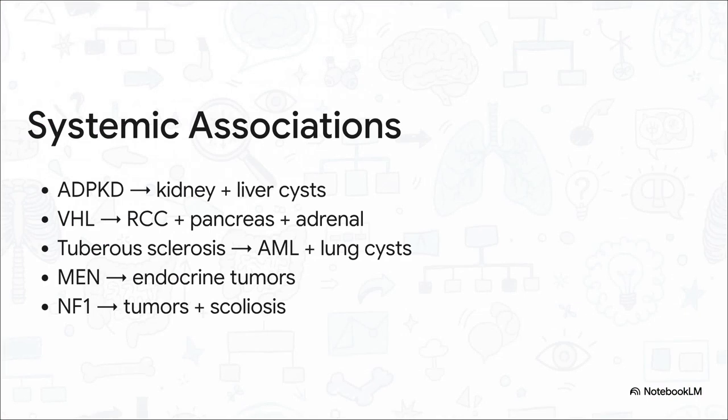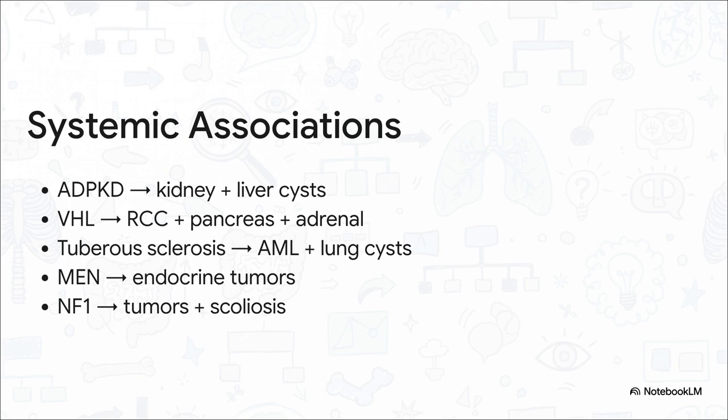If you see cysts all over the kidneys and the liver, you should immediately think ADPKD. You see an RCC plus tumors in the pancreas and adrenals? That's your VHL. See an AML in the kidney? Your next thought should be to look for lung cysts in tuberous sclerosis. See endocrine tumors popping up? Think MEN. Neurofibromas and scoliosis? That's NF1. These are your if you see this, then you know it's that connections, and they are easy points on an exam.